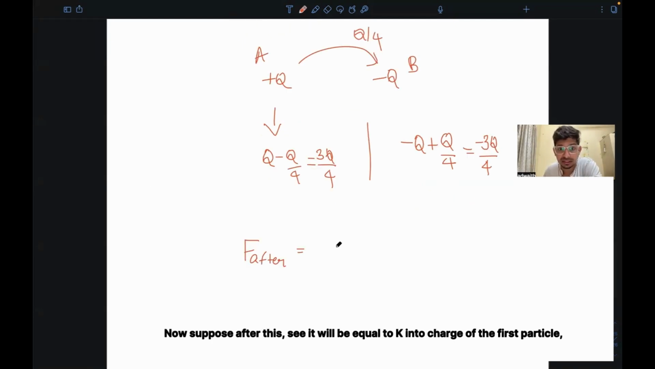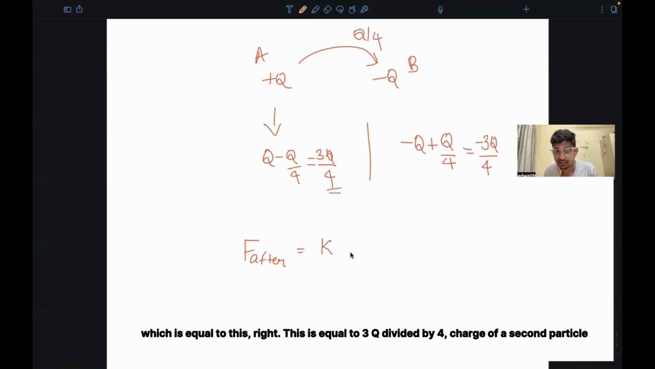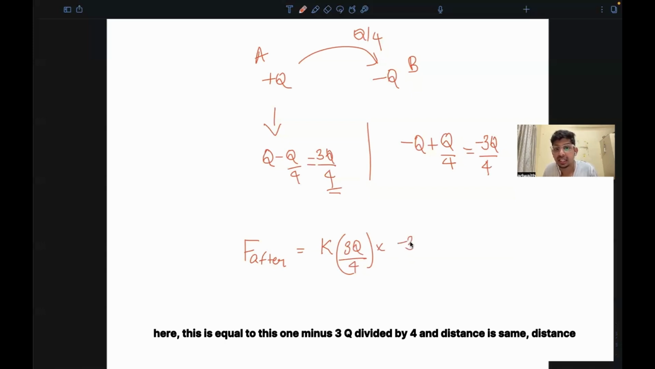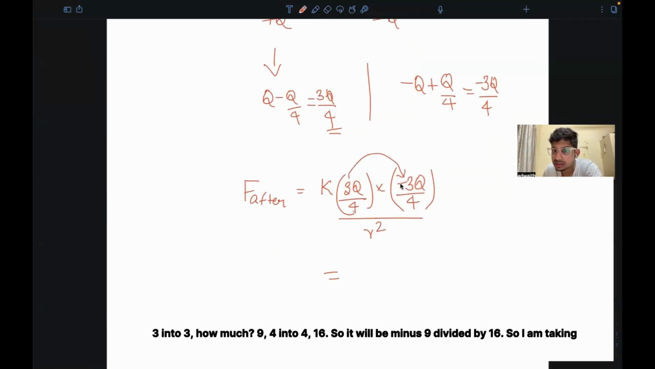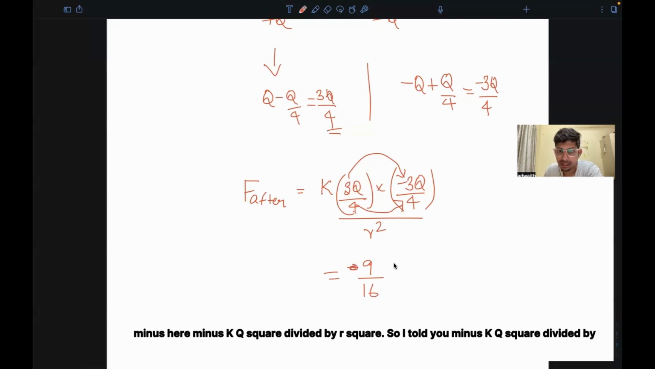Now the force after this will be equal to K into the charge of the first particle, which is 3Q divided by 4, into the charge of the second particle, which is minus 3Q divided by 4. And the distance is the same, the distance hasn't changed. So let's take out the constants: 3/4 here, 3/4 here. 3 into 3 is 9, 4 into 4 is 16. So it will be minus 9 divided by 16, and I am taking the minus here, minus K Q square divided by R square.